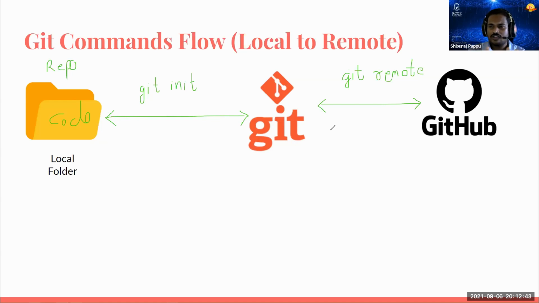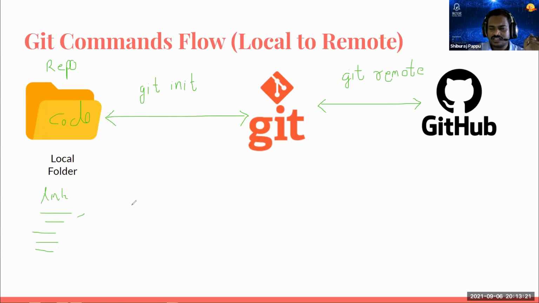Whenever you want to tell Git that you want to track a particular folder, or you want to create a repository, you do git init. And when you want to connect Git and GitHub, you do git remote. Now everything is done, all are connected. So now you start writing code inside your local folder. You are writing line 1, line 2, line 3, you are writing the code. And now you're expecting that your code will come in Git. That is not true.